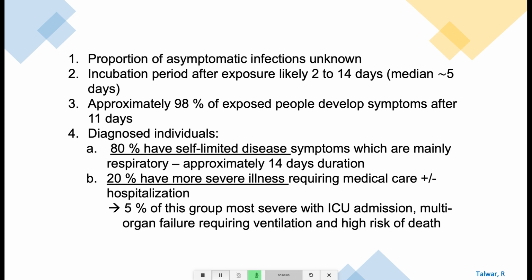It takes about 14 days to go through the whole process, and they get better. Unfortunately, 20% have more severe illness, and these individuals require more medical care and even hospitalization. Of those, 5% of the group have the most severe illness and require ICU admission. They can develop multi-organ failure, they require ventilation, and they have a higher risk of death. So overall, it is still a very small percentage of the population.